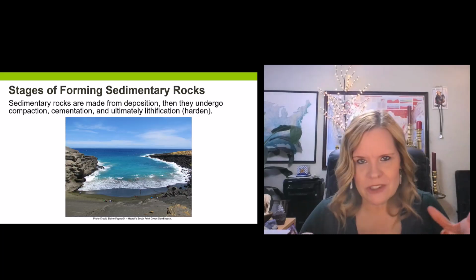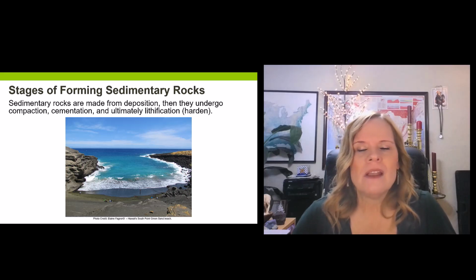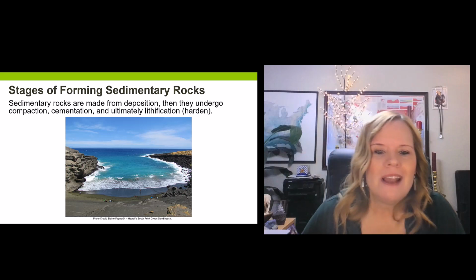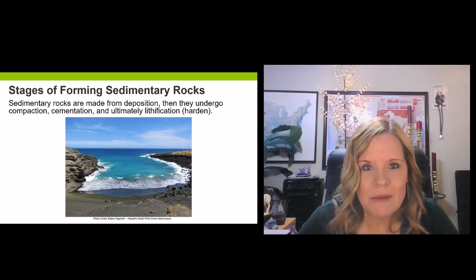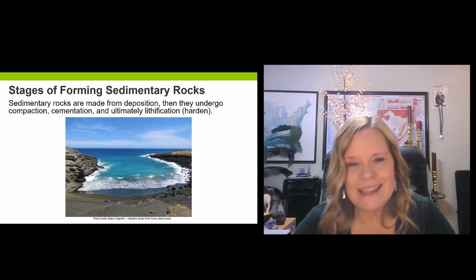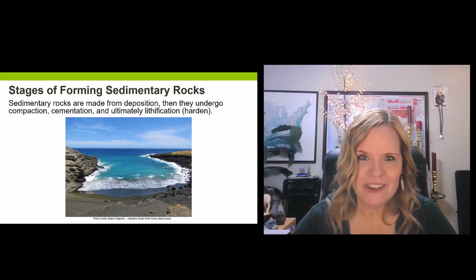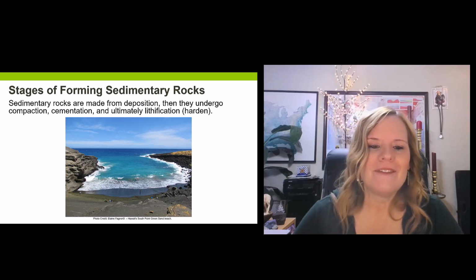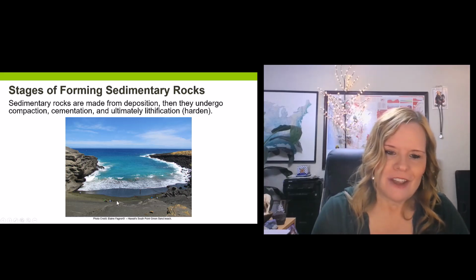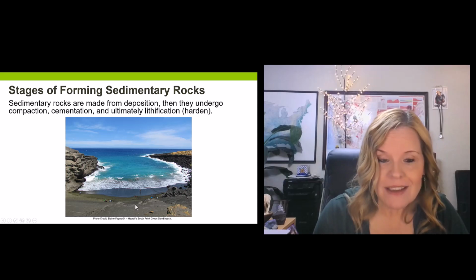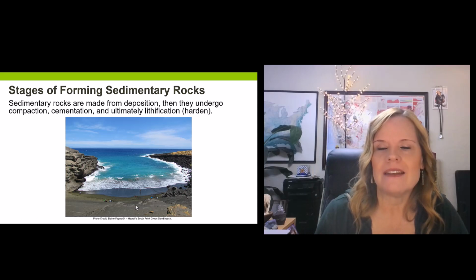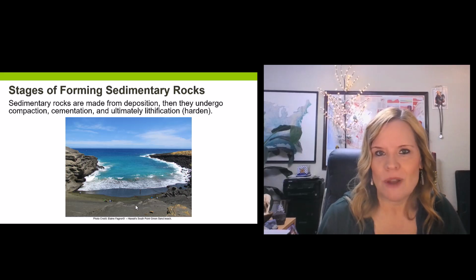There are stages to making sedimentary rocks. They form from deposition, which is that picking up and dropping it elsewhere. A beach is a great example. This is my favorite beach actually on the planet. This is the green sand beach at South Point, Hawaii, on the big island of Hawaii. And if you see that tint of green here, that's from olivine, which is the green mineral that we often find in a mafic igneous rock that comes to the surface in volcanic eruptions.